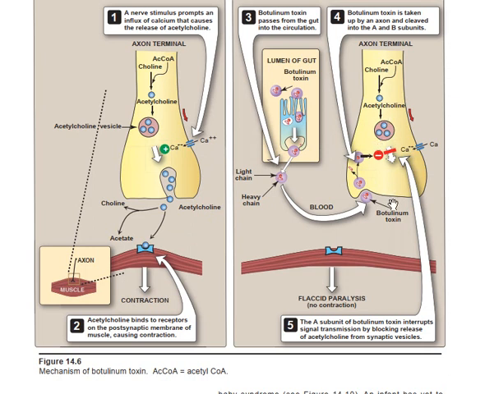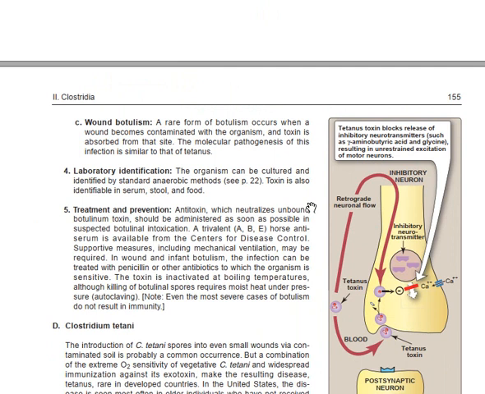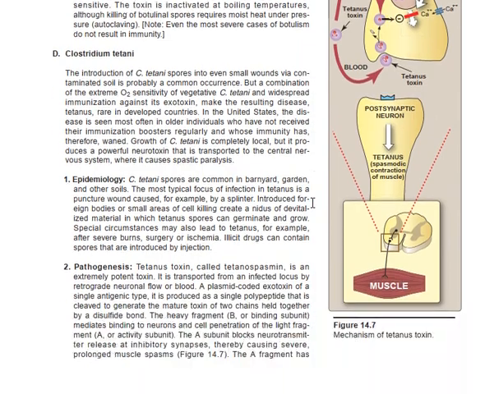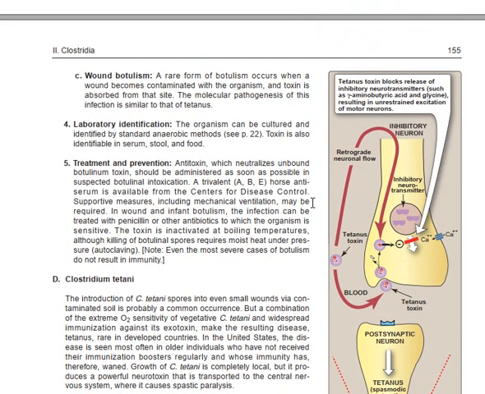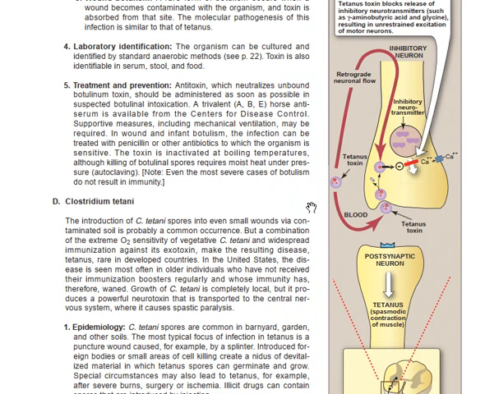So no acetylcholine is going to be released, no muscle contraction. You are going to have a flaccid paralysis. Is it clear? So that is for Clostridium botulinum. Now the next mechanism is for tetanus. So how does tetanus occur?